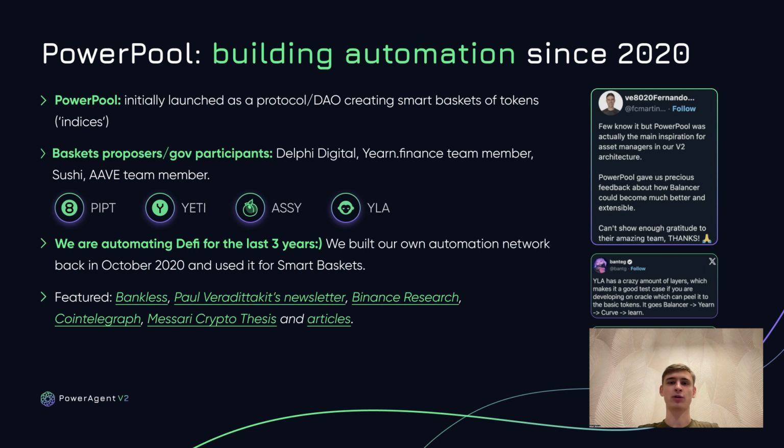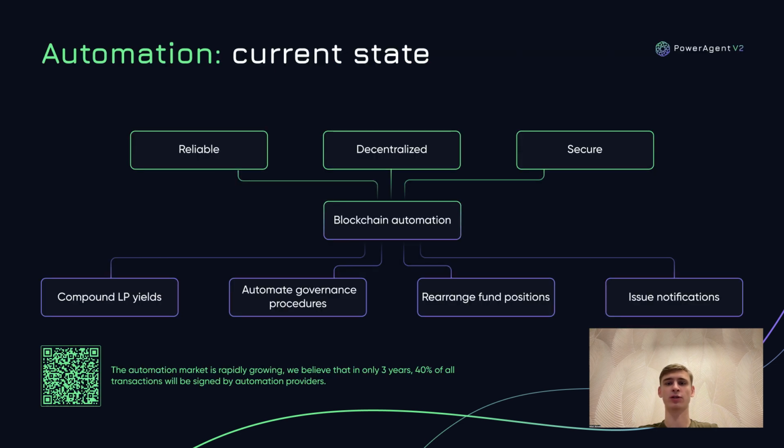Well, actually, a lot of protocols already use it under the hood. It is crucial for protocols to streamline daily transactions, like protecting users from liquidations, compounding LP yields, automating governance procedures, and many more. And this list grows every day. That's why we believe that in the next 3 years, up to 40% of all transactions will be signed by automation providers.